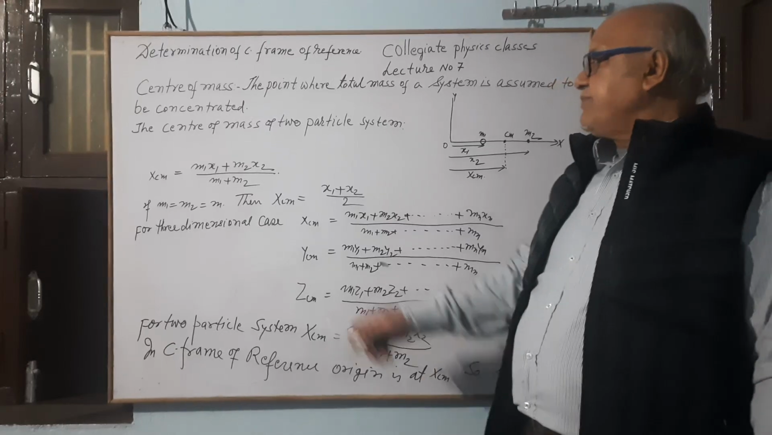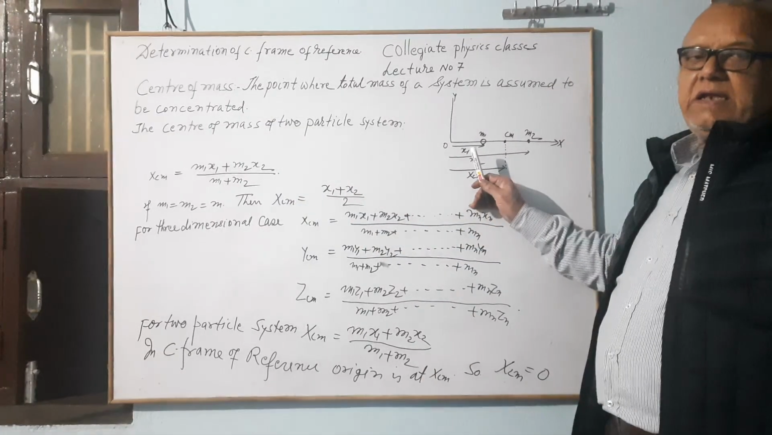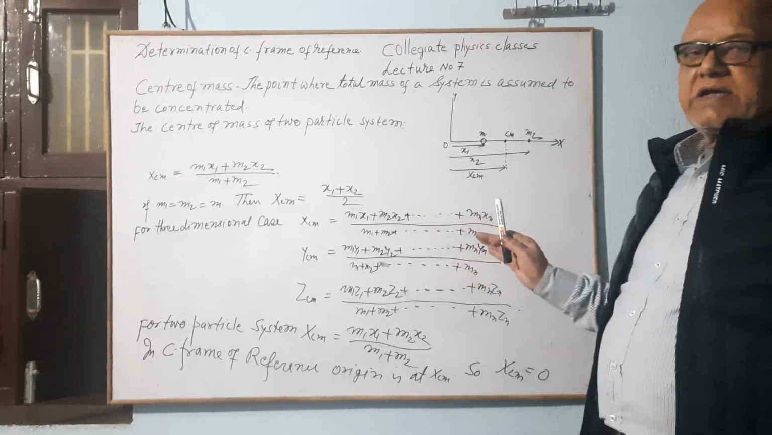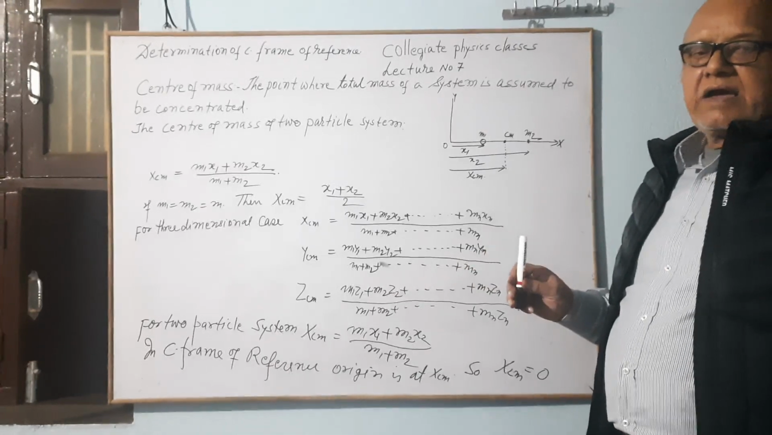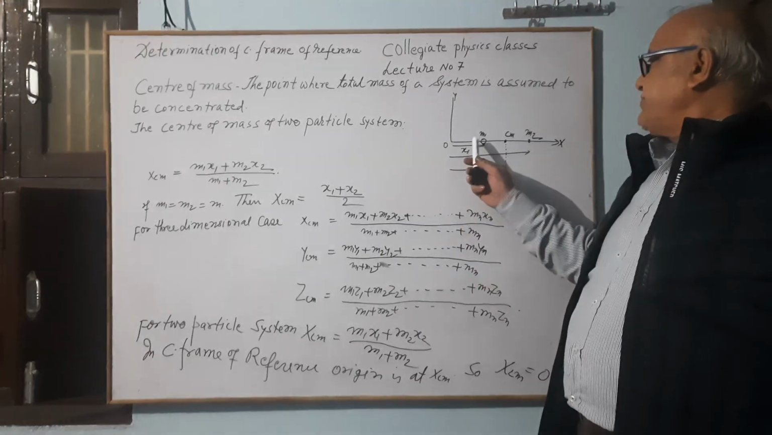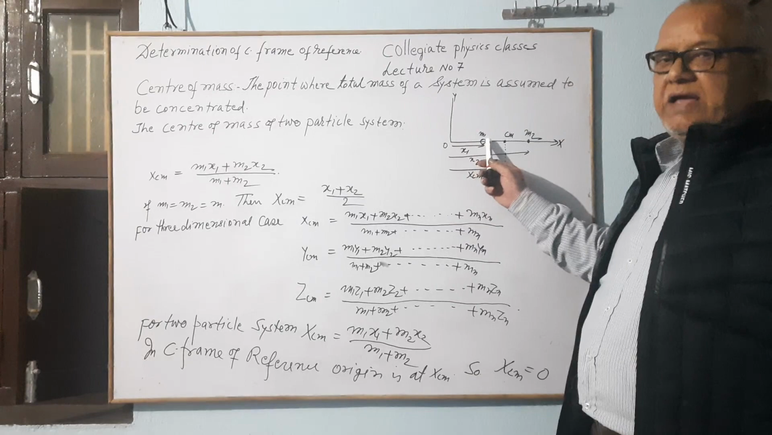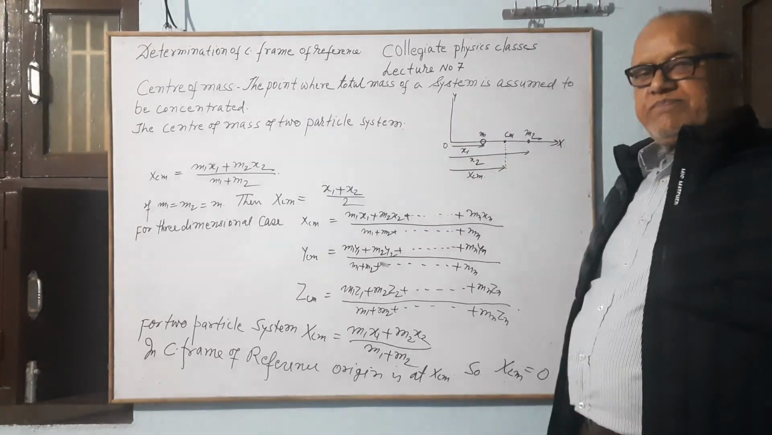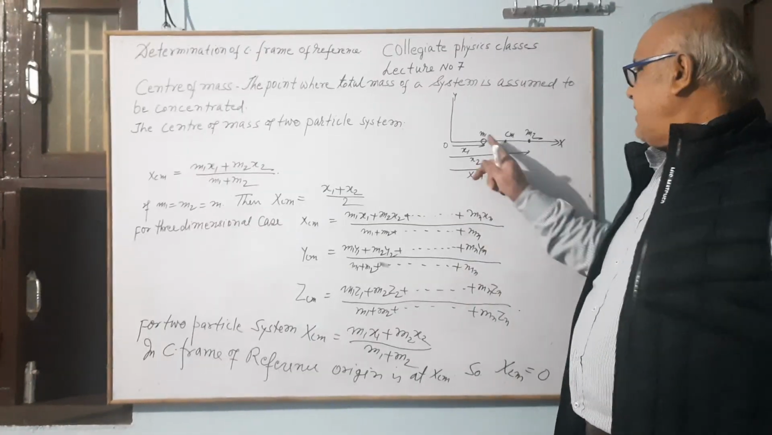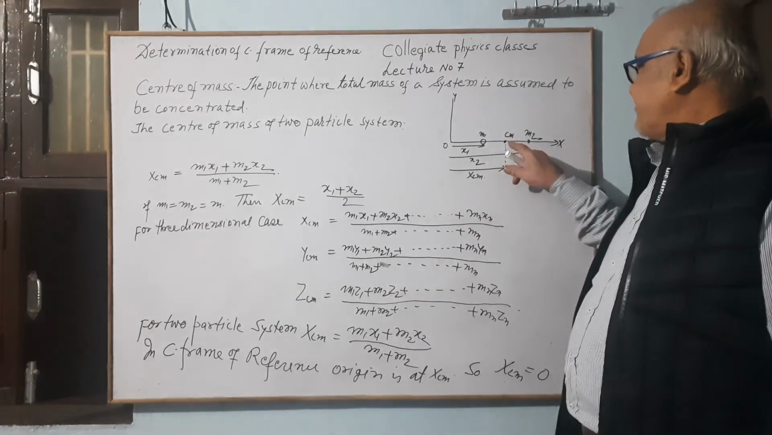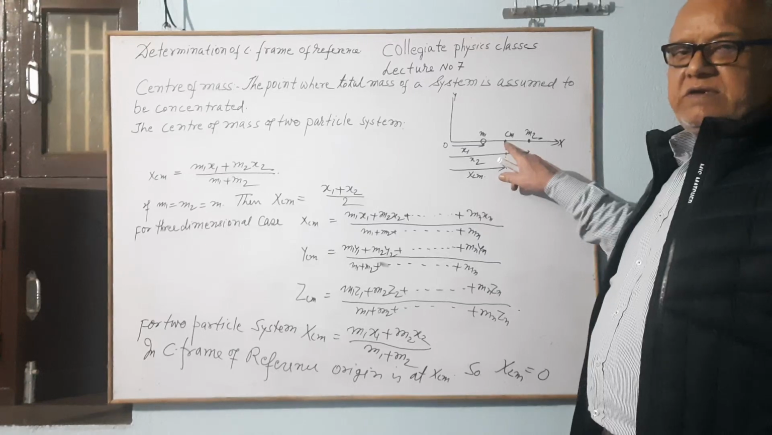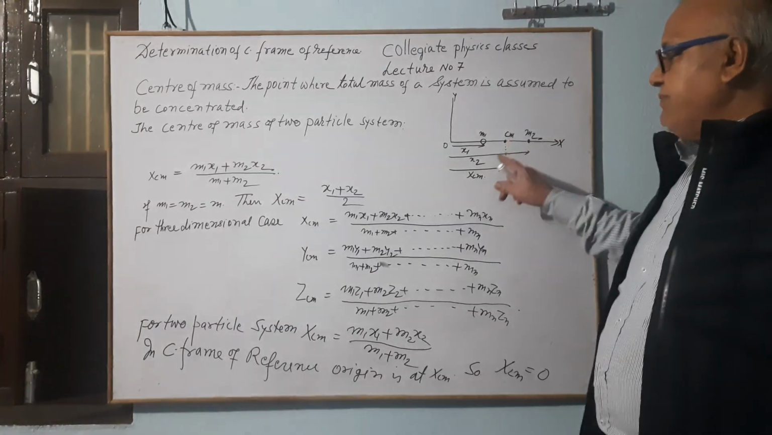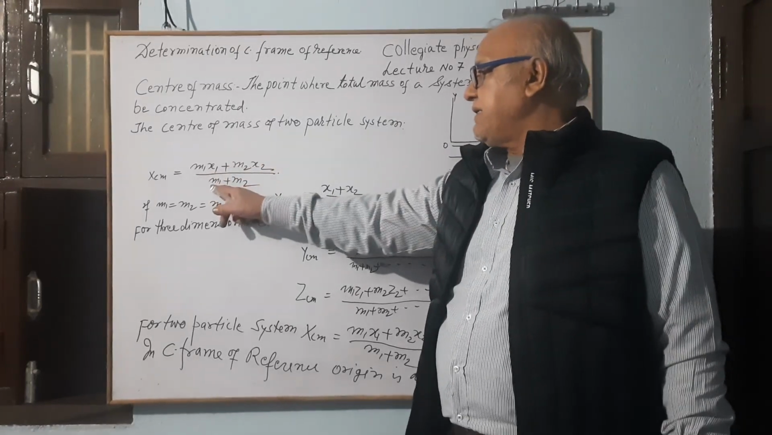For example, suppose that there are two particles. One particle is of mass m1, another particle is of mass m2. Suppose that these two particles are along the x-axis of a Cartesian system. The position of m1 is x1 along the x-axis. The position of m2 is x2 along the x-axis. Then the center of mass of m1 and m2 will be at xcm, which is defined as xcm = (m1 x1 + m2 x2) / (m1 + m2).